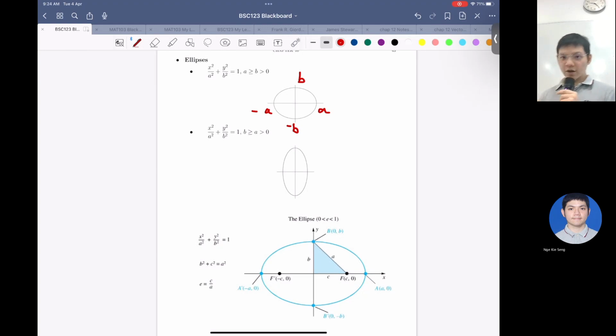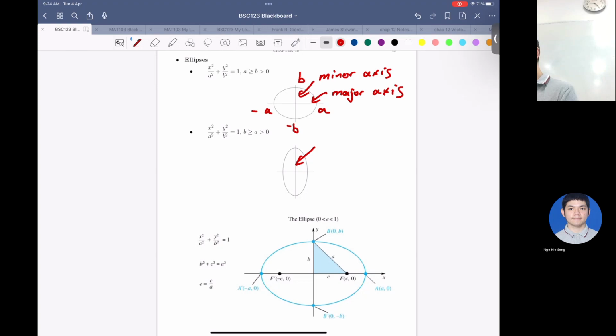Okay. So this AB will describe where you intersect the minor axis, and then the major axis. So if you change direction, your major and the minor will change as well.